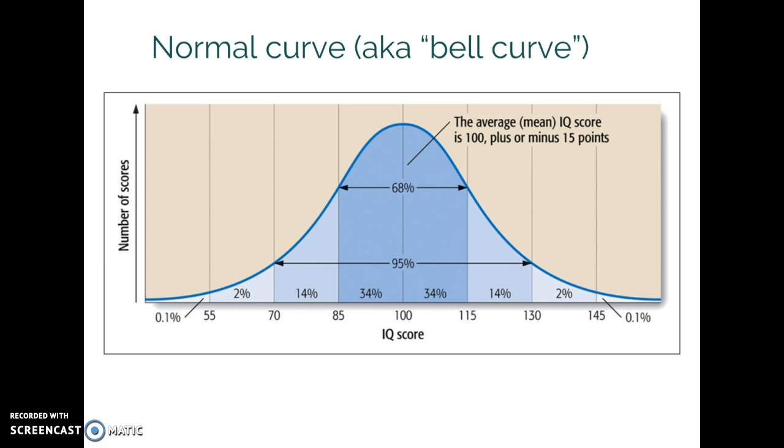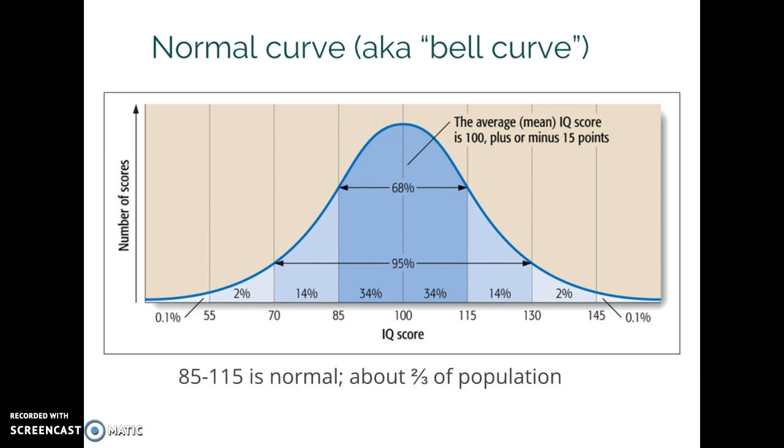Now, there are a lot of numbers on this screen. I do not need you to go memorizing all of these numbers. What I do want you to take away from this is, first of all, to look at that dark blue section in the middle, and you can see that about 2/3 of the population is going to have an average or a normal IQ, anywhere from 85 to 115.